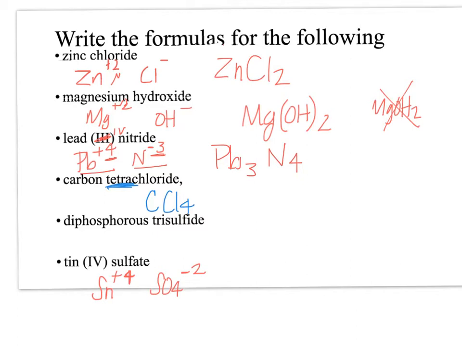The next one also has prefixes. So it is diphosphorus trisulfide. So I'm literally going to write P2, and then sulfide is S and 3. So that would be its formula.